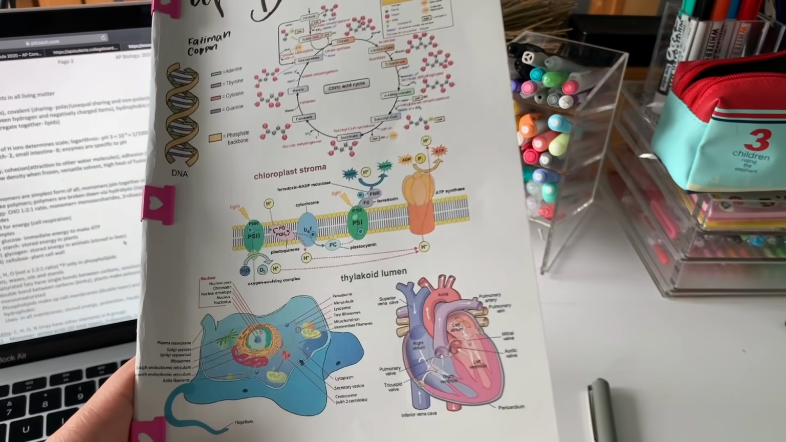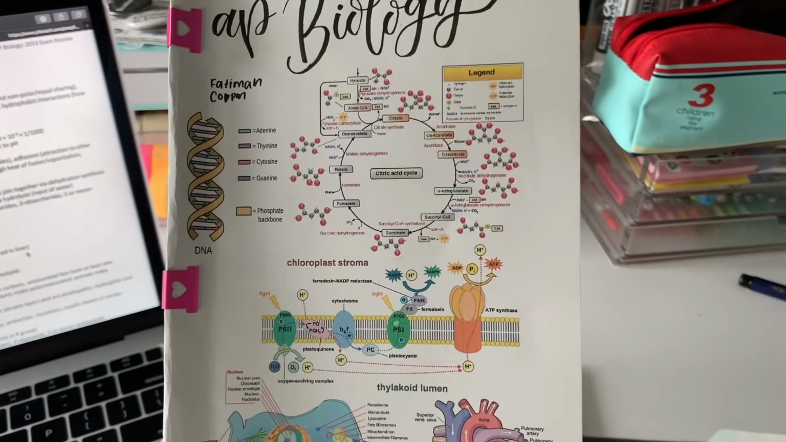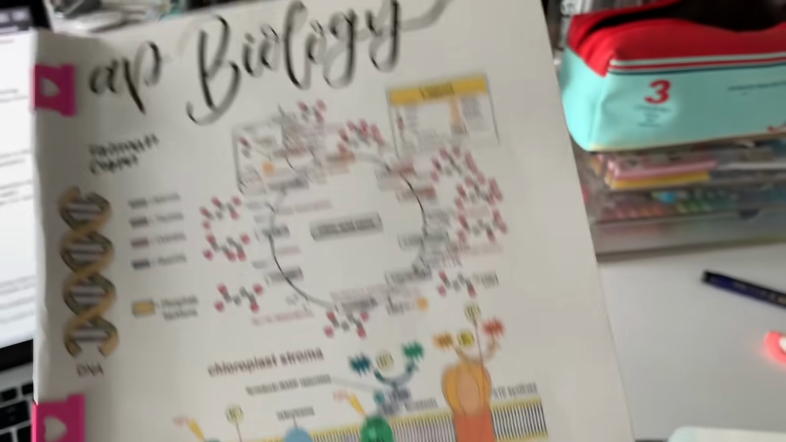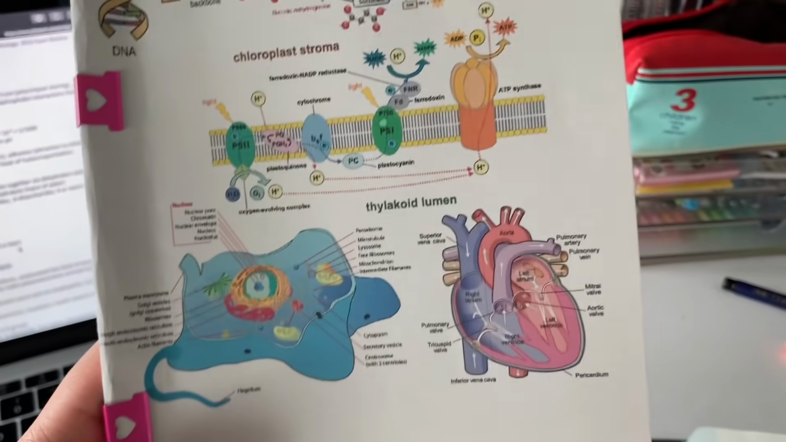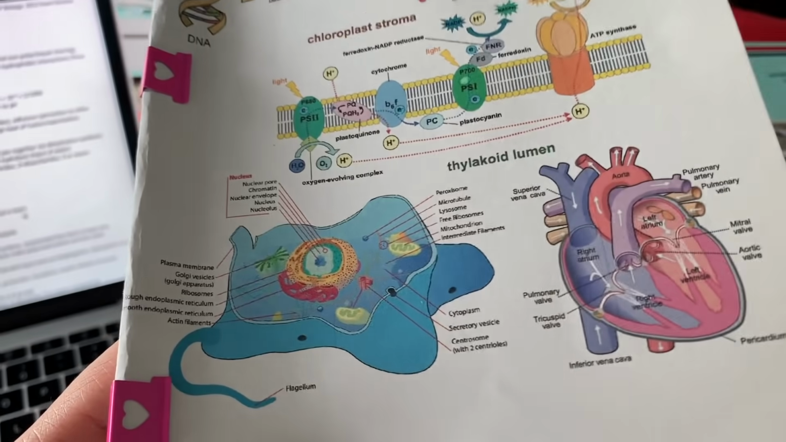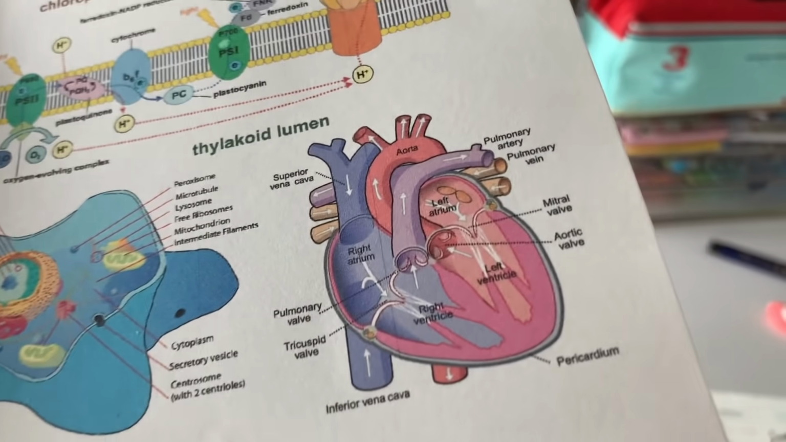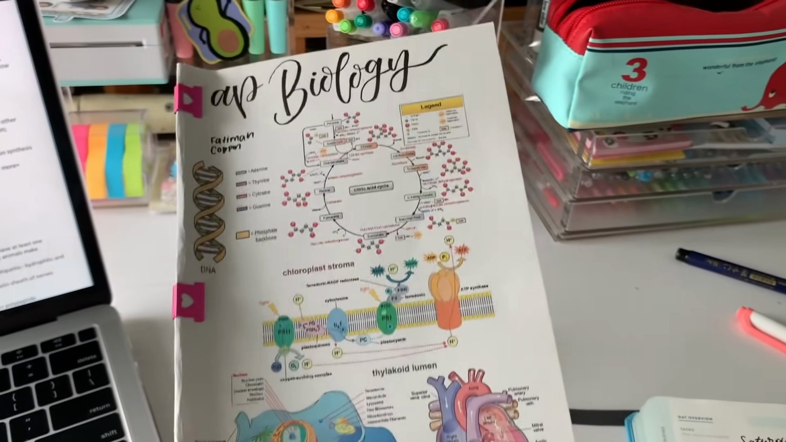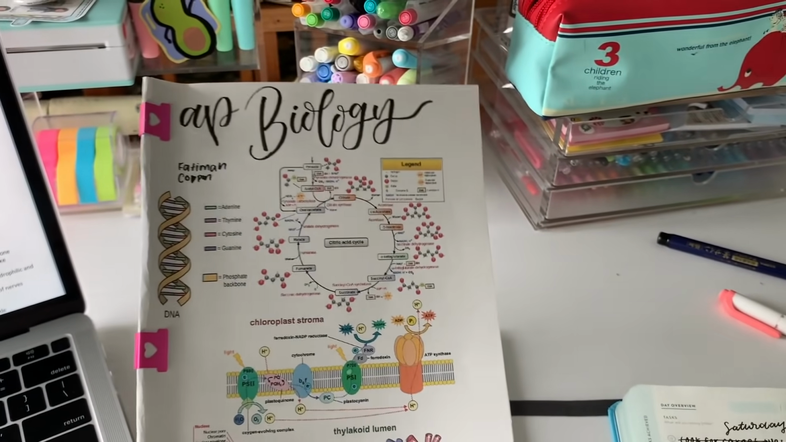I like how it turned out. I decided to print out the images onto the cover. So I have the citric acid cycle, DNA, electron transport chain, a cell, and the human heart, which represents my favorite concepts of the AP Bio subject.